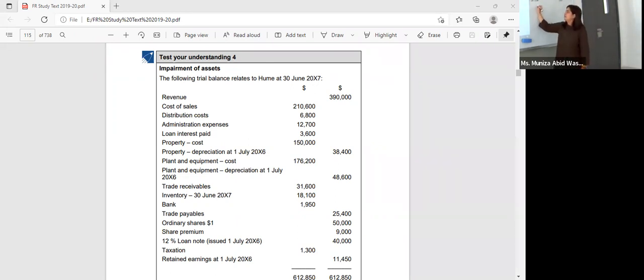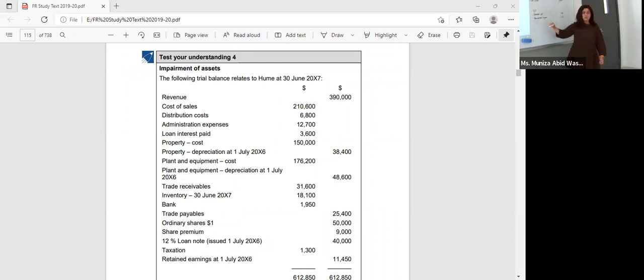We do know that after calculation of gross profit, we can write gross profit a little below. After gross profit, we write the distribution and administrative costs. So how much are the distribution costs? 6,800. Students, if I make any mistake, you tell me. 6,800 are distribution costs, and then we deduct administration expenses, 12,700. Then we have interest paid.